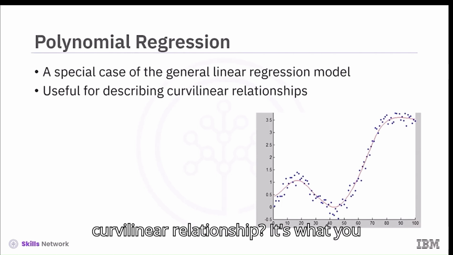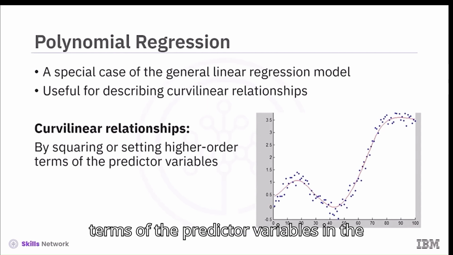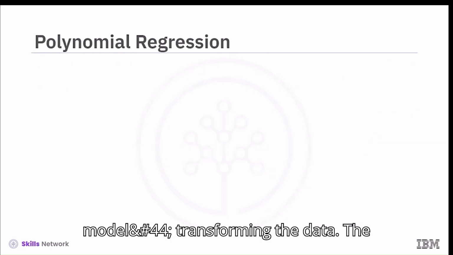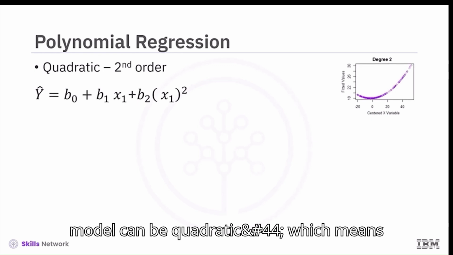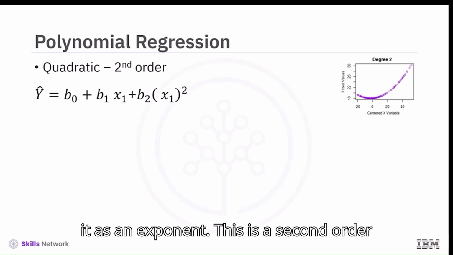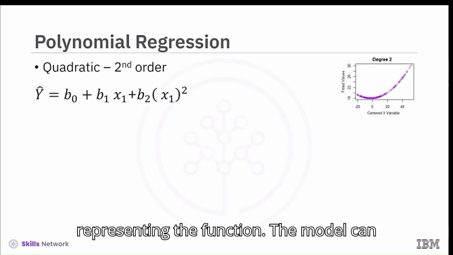What is a curvilinear relationship? It's what you get by squaring or setting higher order terms of the predictor variables in the model, transforming the data. The model can be quadratic, which means that the predictor variable in the model is squared. We use a bracket to indicate it as an exponent. This is a second-order polynomial regression with a figure representing the function.